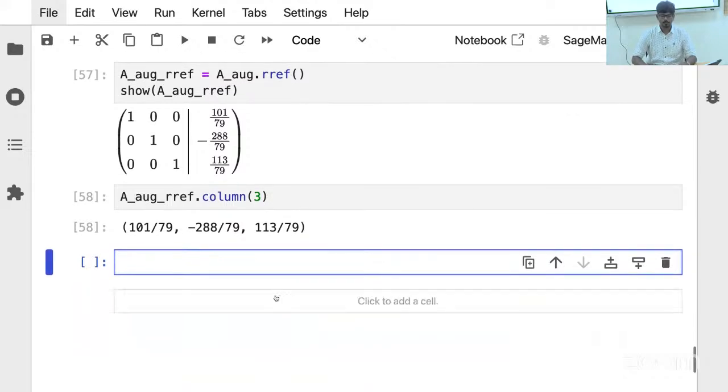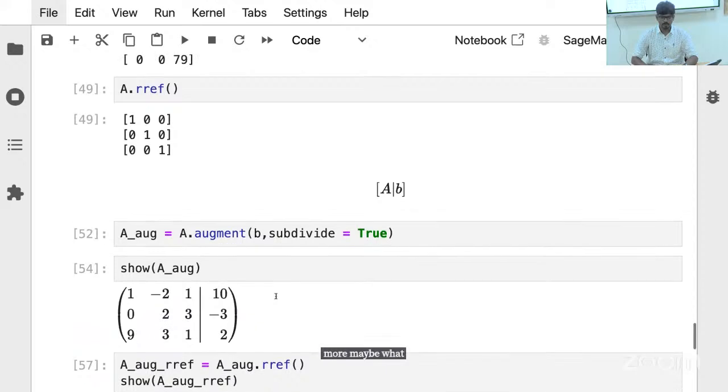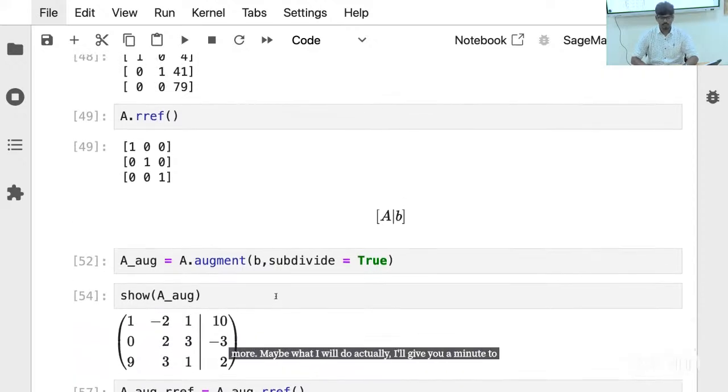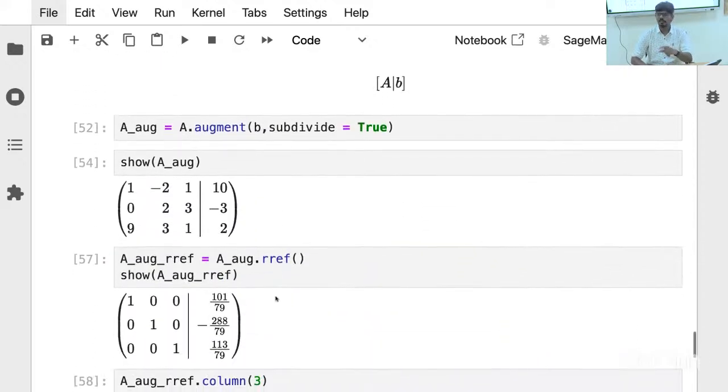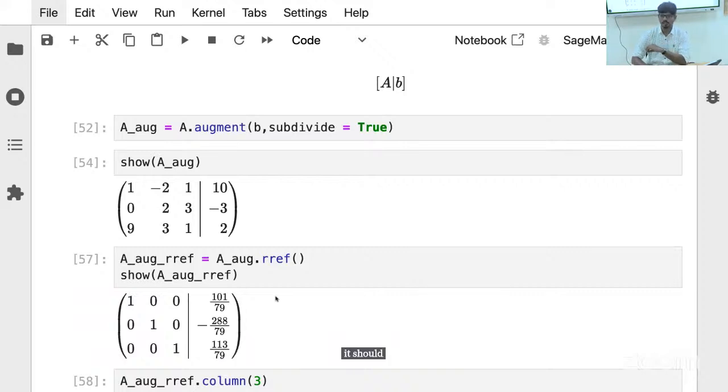So let's practice the programming a little bit more. Maybe what I will do, actually, I'll give you a minute to formulate this as a function. What it should do is take a matrix A, and then it should take a column vector B. It should return the solution using the RREF. How do you do it?